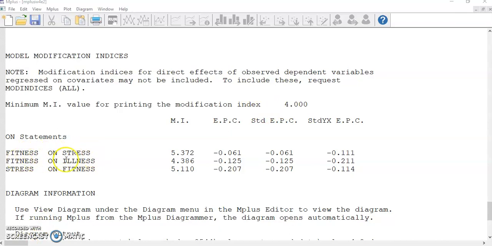Three possible changes are proposed here. Each of them will decrease the model chi-square by 4 or higher. Keep in mind you only want to do one change at a time. My suggestion for you is to start with the one with the highest decrease in chi-square value. So in this case, it's 5.372, if you add a path from stress to fitness.